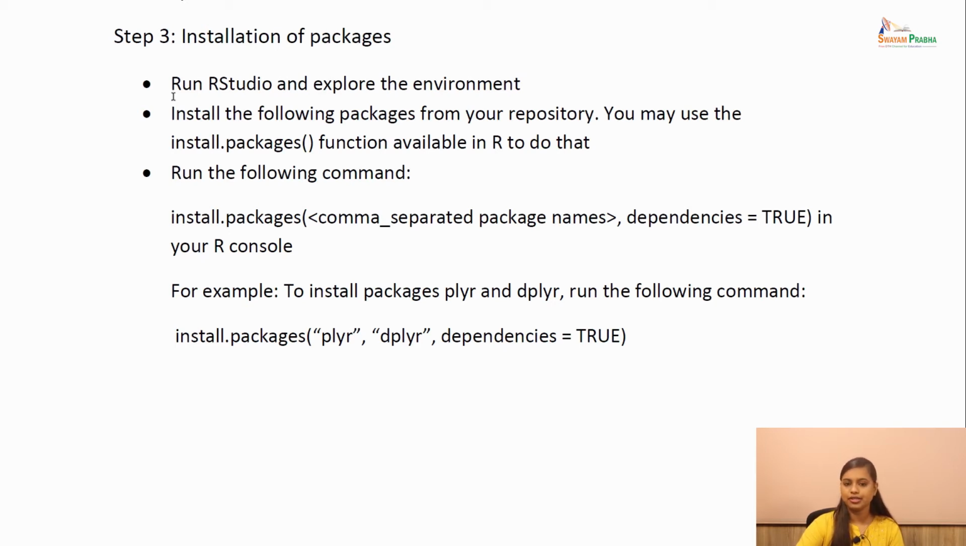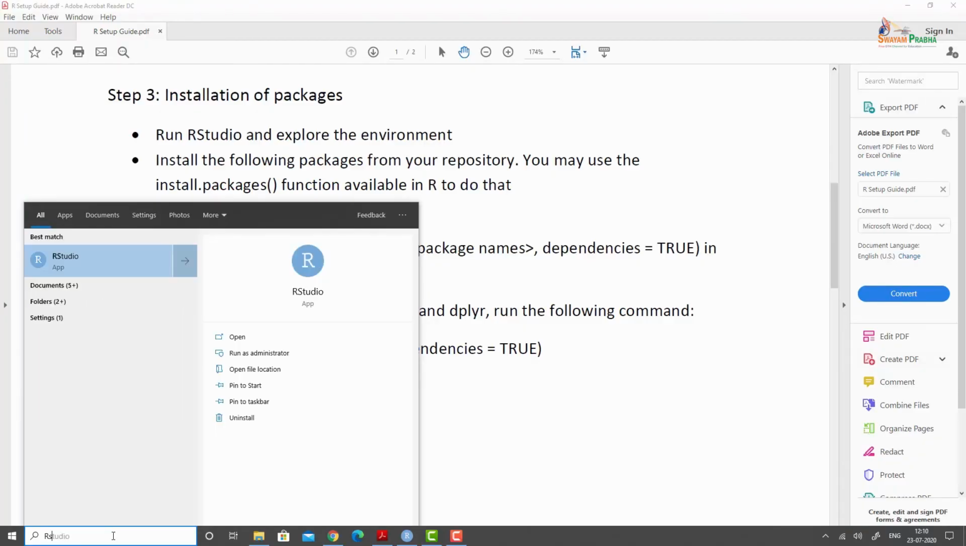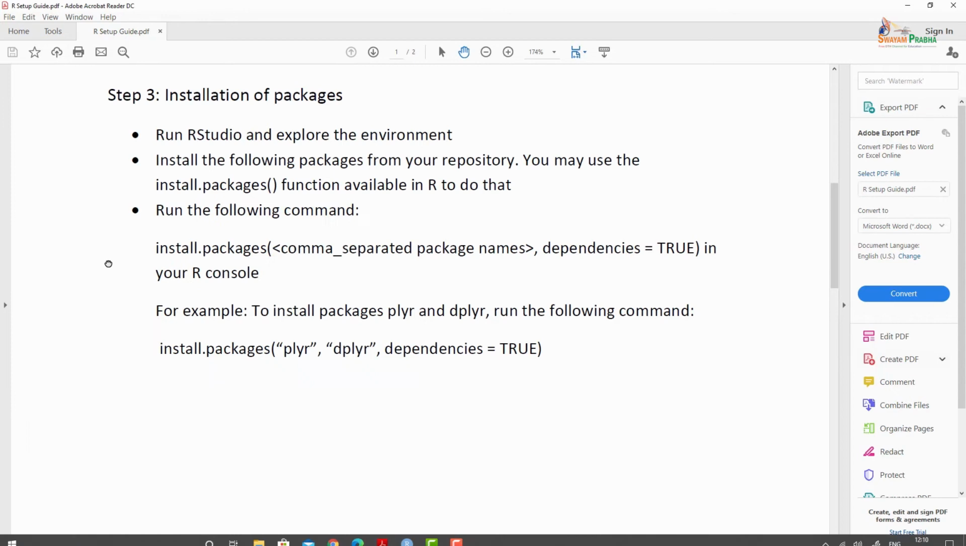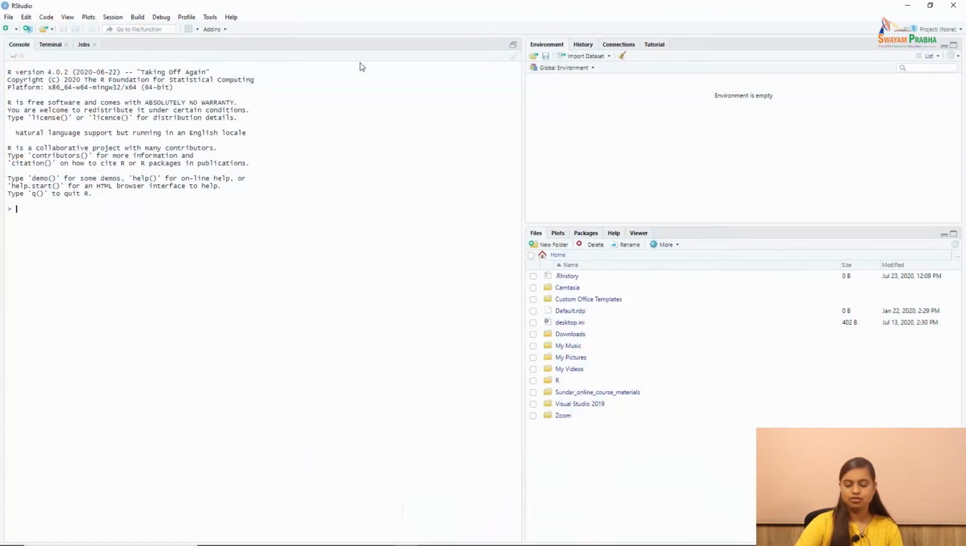The first point here is to run RStudio and explore the environment. Let me show you how to open up RStudio. In your search box, you can look for RStudio. By double clicking on that, RStudio will open up. This is called the RStudio IDE. What you have here is the console window where you can type in the commands. For example, I am printing hello world. After typing, you just need to press enter with the cursor at the end. As you can see, hello world has been successfully printed. It means that your RStudio is working perfectly fine.